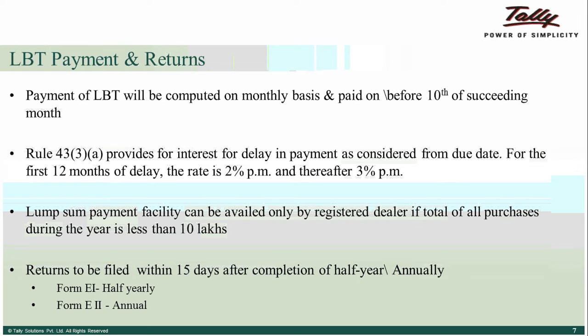So now we will be discussing LBT payment and returns. As I told you, LBT will be computed on a monthly basis. So in a particular month, you need to take the actual value of all your purchases made and calculate the payment of LBT. And after making the liability generation, you need to pay it to the department on or before the 10th of the succeeding month. For example, taking February into account, whatever purchases you have made in the month of February and the goods which entered inside the municipal corporation, you need to compute the tax liability and make the payment on or before the 10th of the succeeding month, that is March.